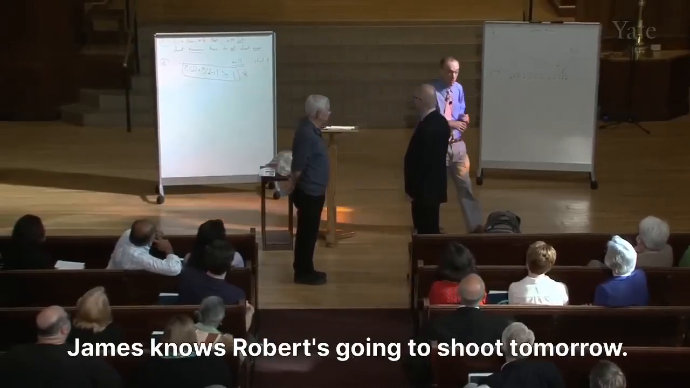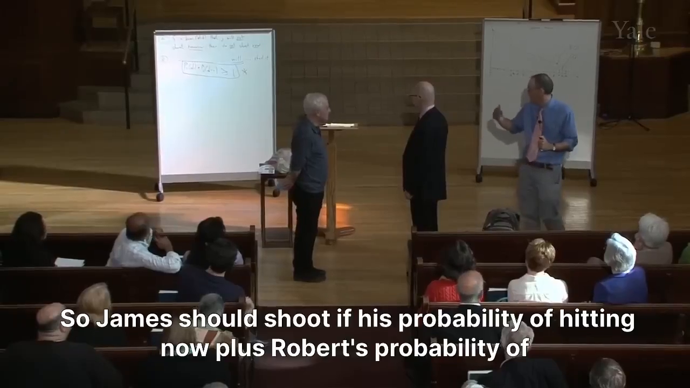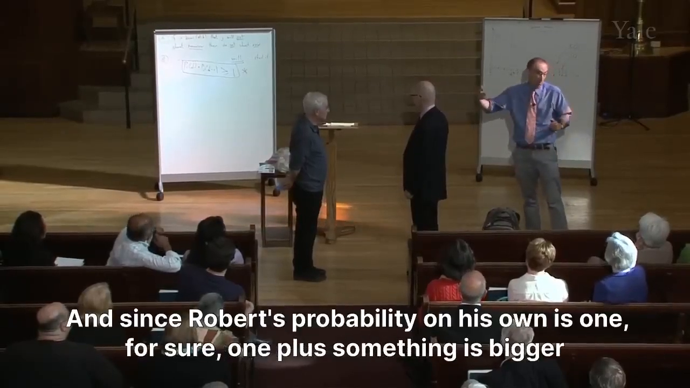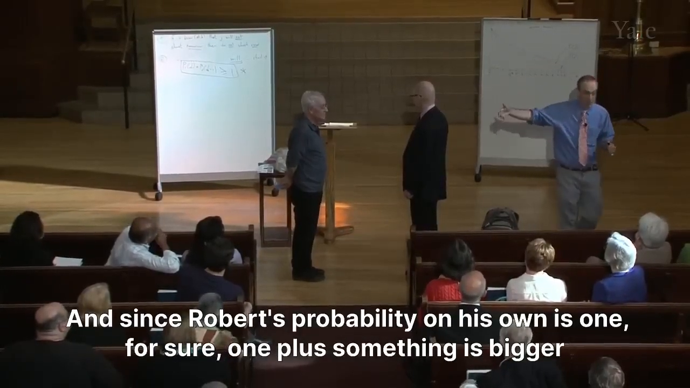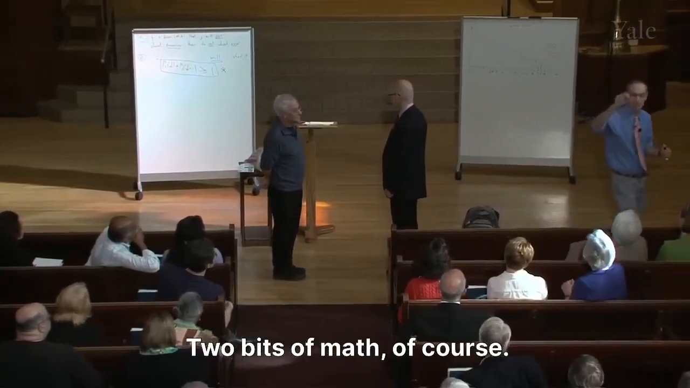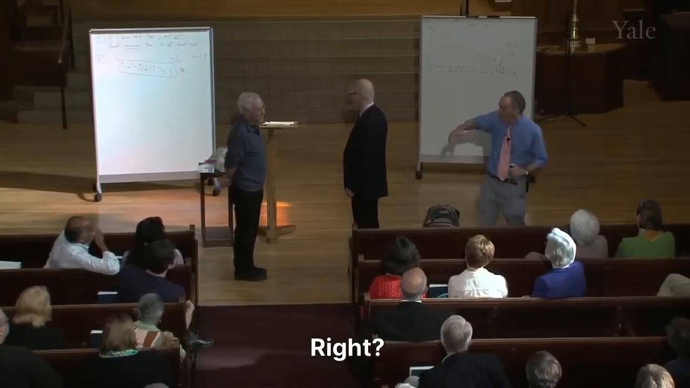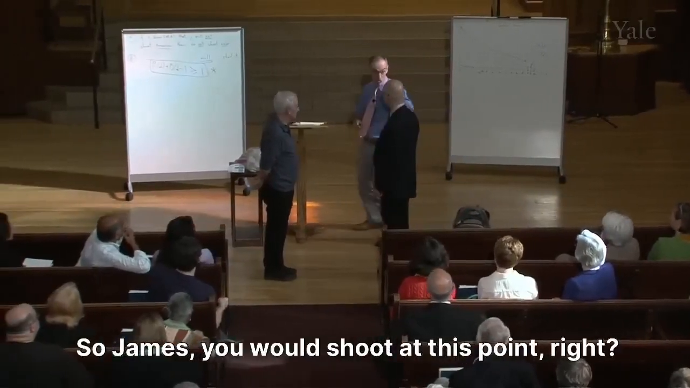James knows Robert's going to shoot tomorrow, so James should shoot if his probability of hitting now plus Robert's probability of hitting tomorrow is bigger than 1, and since Robert's probability on his own is 1, for sure 1 plus something is bigger than 1. Oh, that was a second bit of math, I lied. There were 2 bits of math in the course. So he should shoot. So James, you would shoot at this point, right?